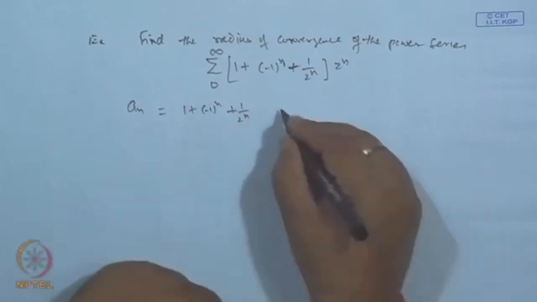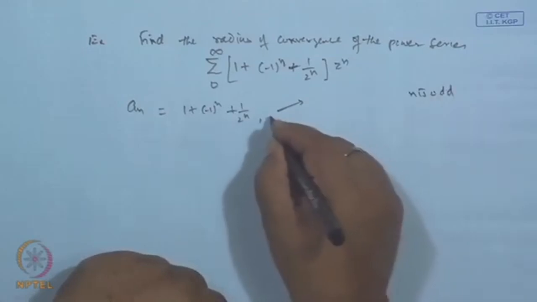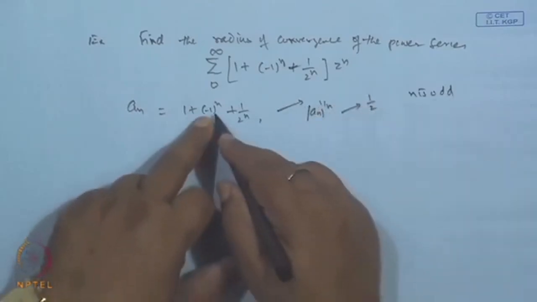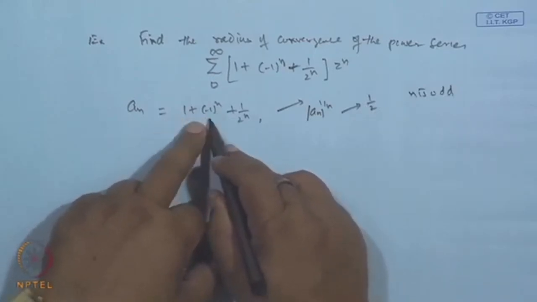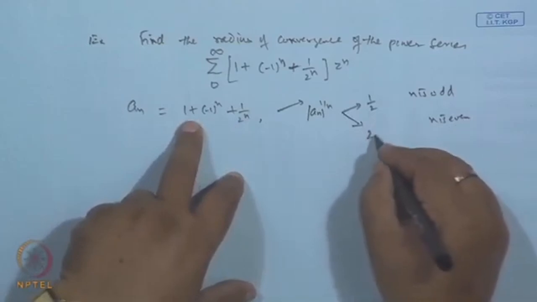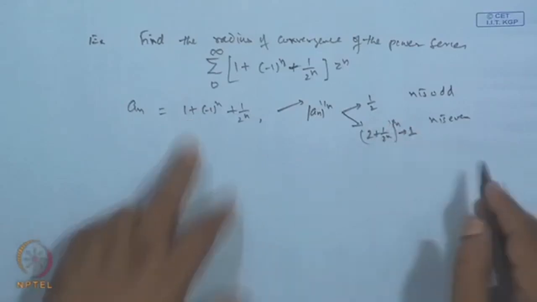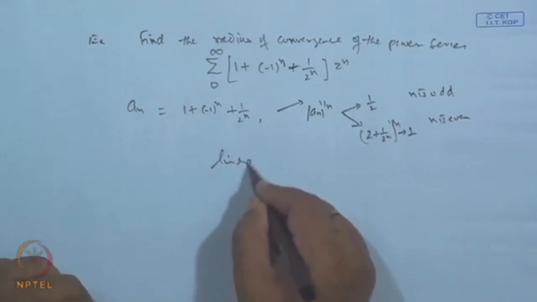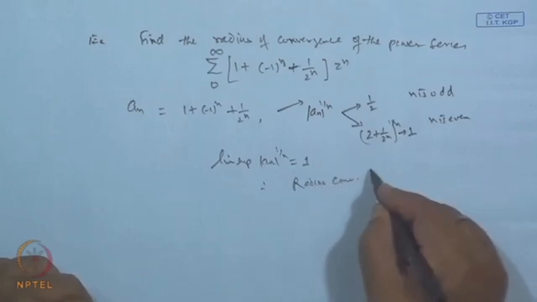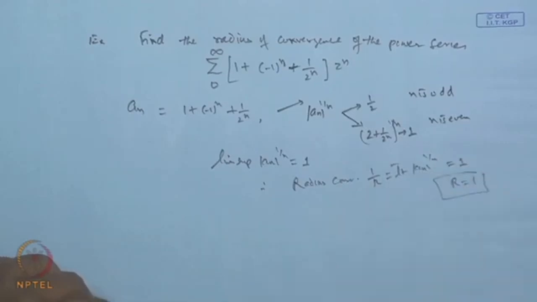So, clearly, when n is odd, then mod of a n to the power 1 by n will go to half, because it becomes minus, so this will be 0 and power half remains. But when n is even, the limit will come out to be what? 2 plus 1 by 2 n to the power 1 by n, as n tends to infinity, so it will go to 1. So, the limits will be half and 1. What is the limit superior? Limit superior of mod a n to the power 1 by n is 1. Therefore, the radius of convergence: 1 by r is the limit superior of mod a n to the power 1 by n, that is 1. So, r becomes 1. That is the answer.